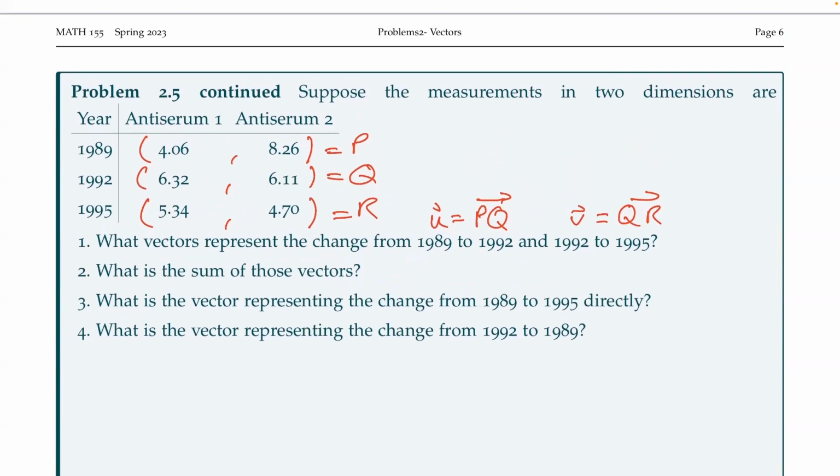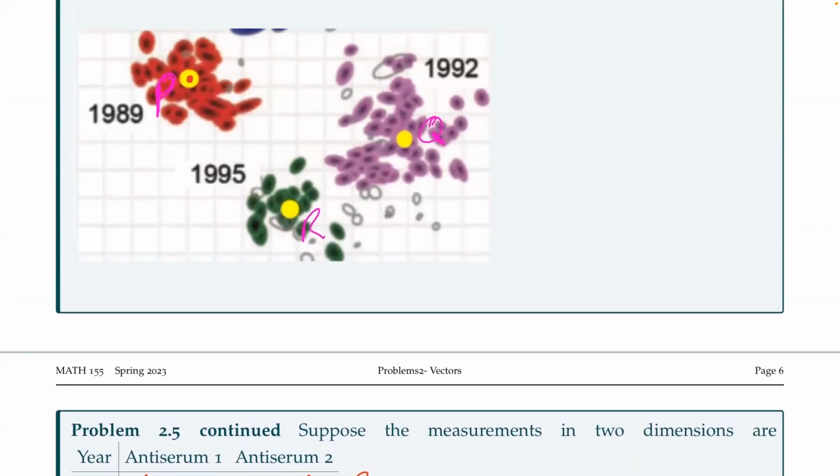Let's go back to this map here. So we've got P to Q. It's not a very good color. Let me find a better color. Try black. Okay, P to Q. Remember, this is our vector U. And then Q to R, that was our vector V.